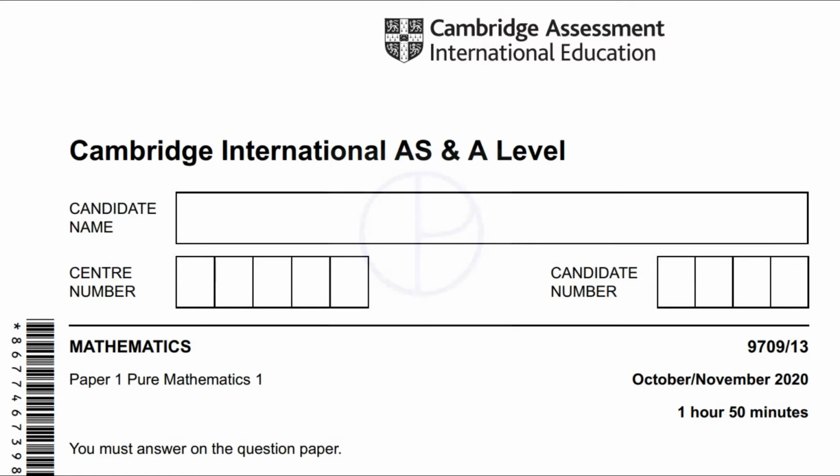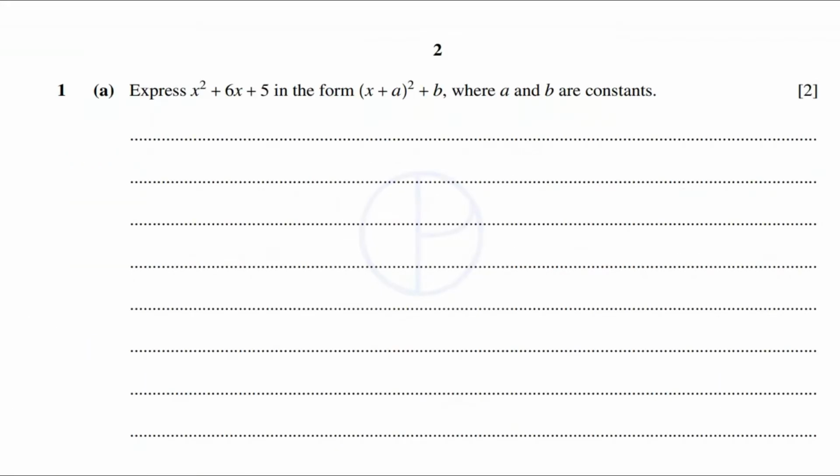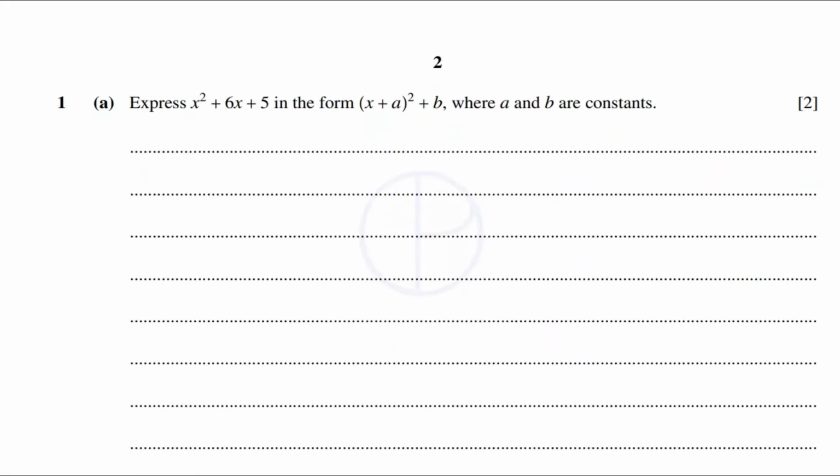In this video, we are going to solve Cambridge International AS Mathematics Paper 1, Pure Mathematics 1, 9709/13, October-November 2020. The first question is, express x squared plus 6x plus 5 in the form (x plus a) the whole squared plus b, where a and b are constants. This is the completing the square format.